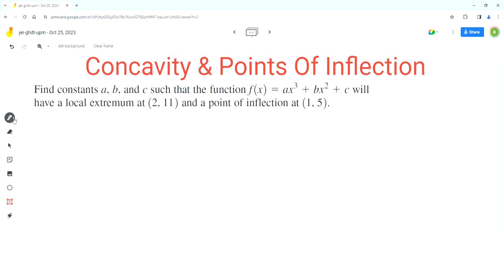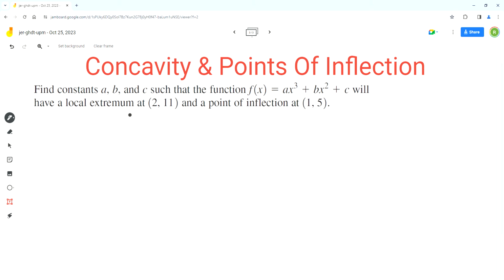So in this video, we'll solve this problem using the concepts of derivatives. As per the problem, find constants a, b and c such that the function f(x) equals ax cubed plus bx squared plus c will have a local extremum at (2, 11) and a point of inflection at (1, 5).